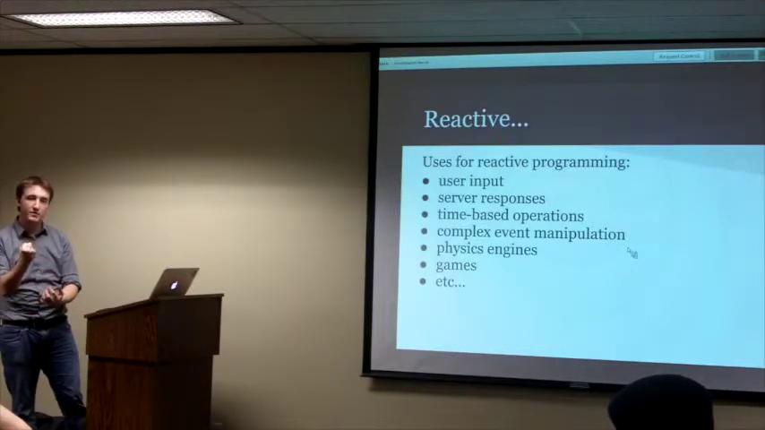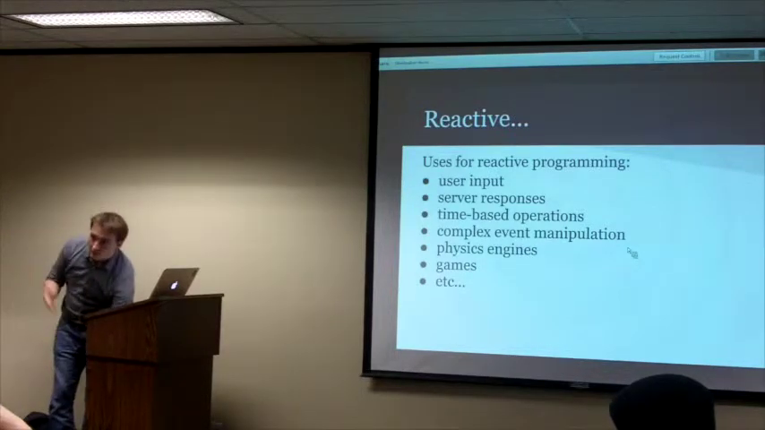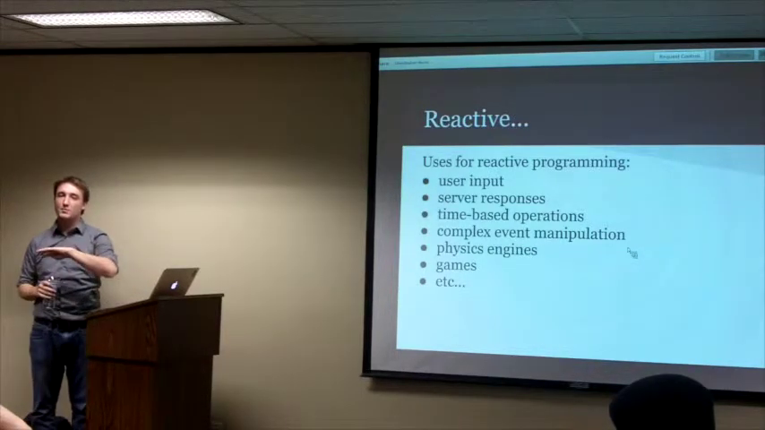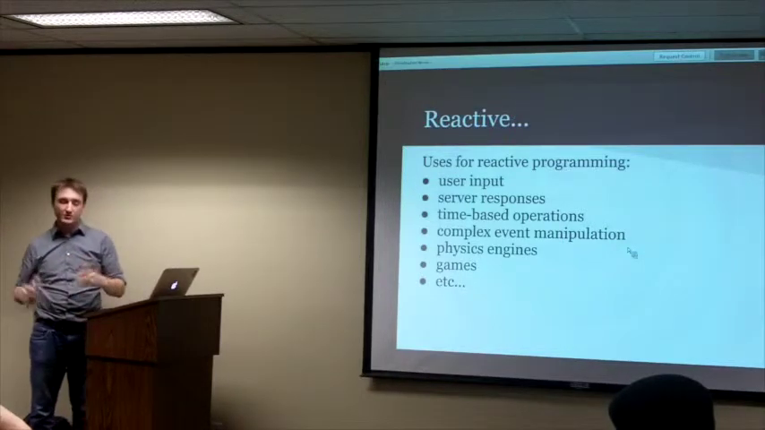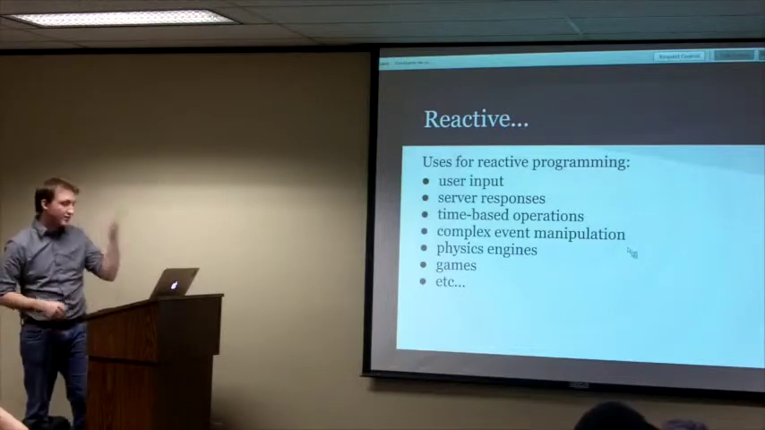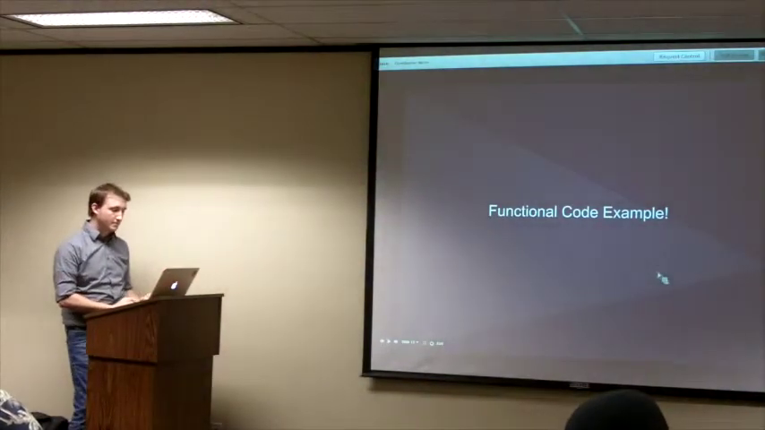You don't have those yet. We can't have an array of the clicks, can we? It's impossible to have an array of all the clicks that will happen in your application. That's the point of reactive programming: we don't know what's going to happen, so we have to react to it. So let's look at an example of functional programming.